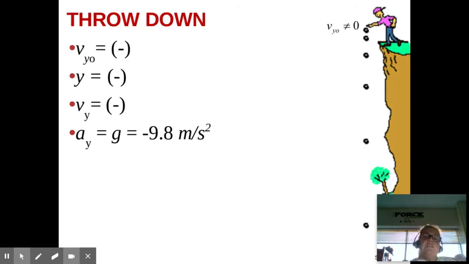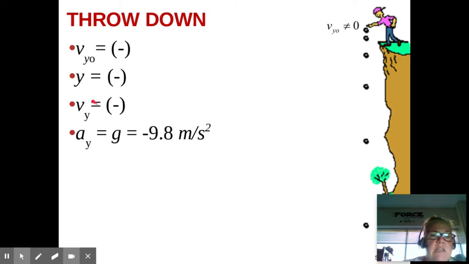All right, so then the next kind is called a throwdown problem, and it's just like a drop problem, except the initial velocity is not going to be zero. The initial velocity is going to be negative. So you can see here this guy is throwing something down. So the initial velocity, Vy naught, is not going to be zero. It's going to be some number, like maybe 2, whatever. And whatever number it is, it's got to be negative because, again, it's going in the negative y direction.